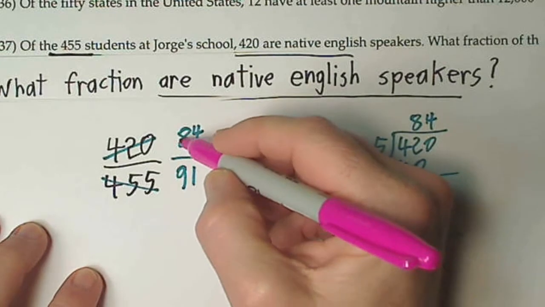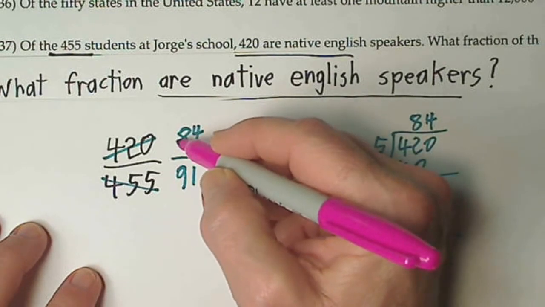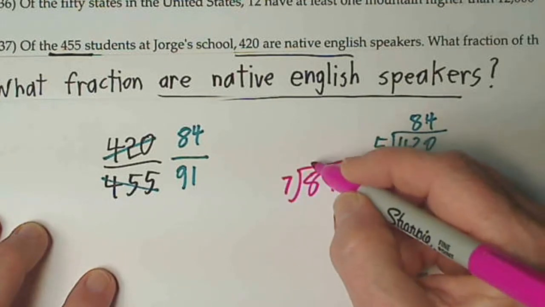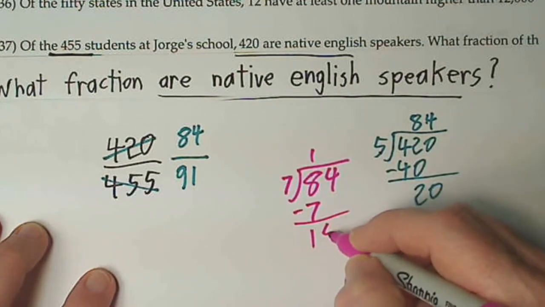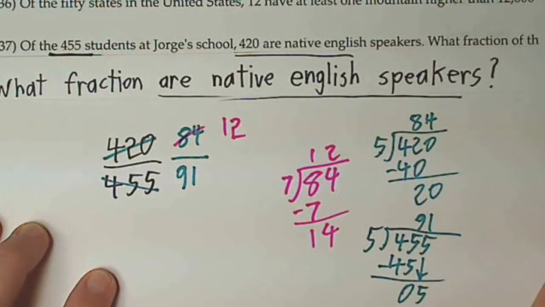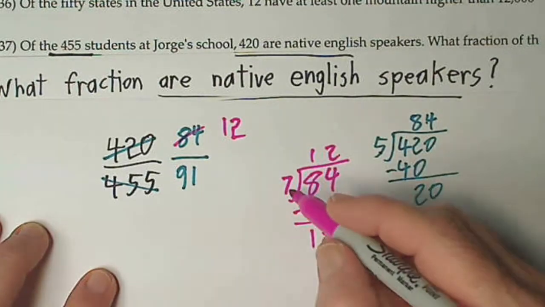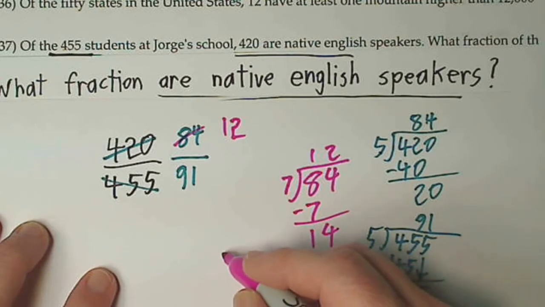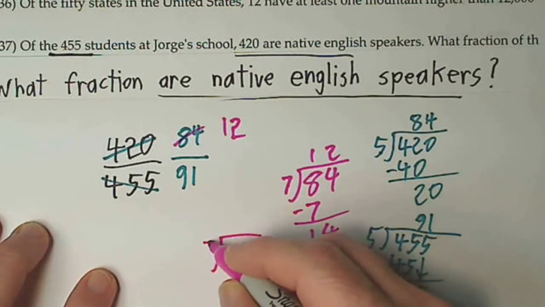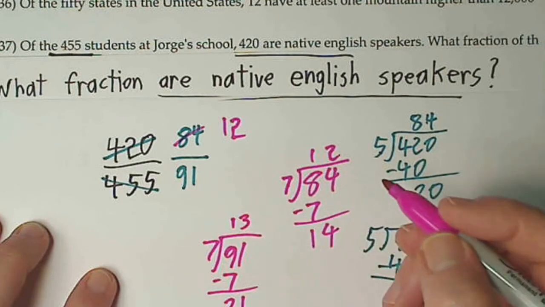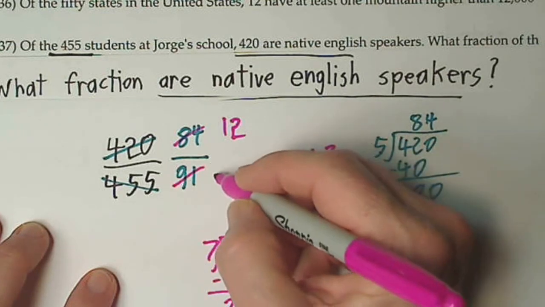All right, so 84 divided by 7. In case you don't see it, 84 divided by 7 is 12. All right, and 91 divided by 7, I have to use the same number here. Say 91 divided by 7, it goes in once, and 7 goes into 21 3 times, so this becomes 13.